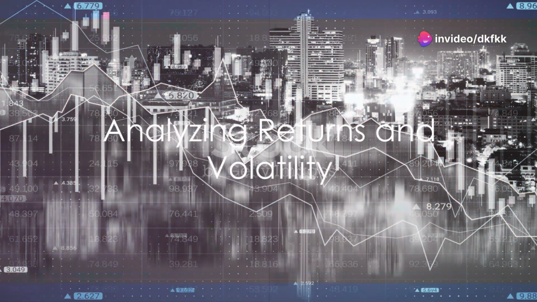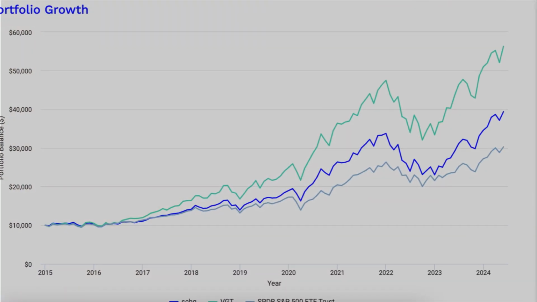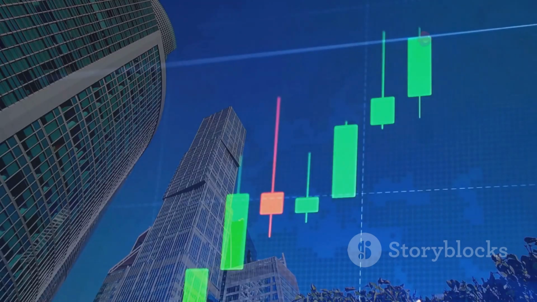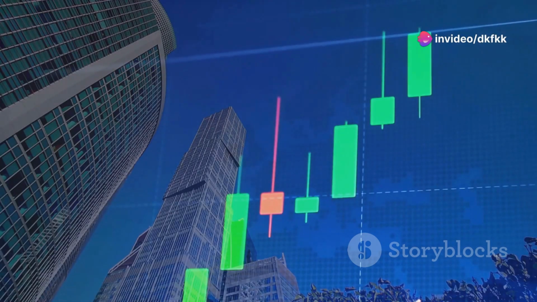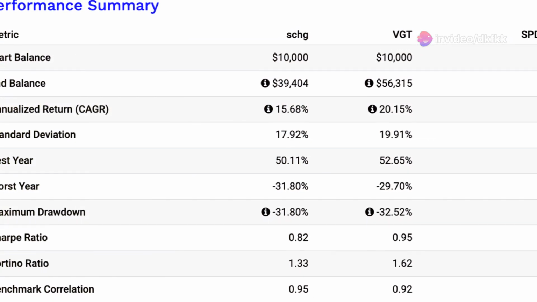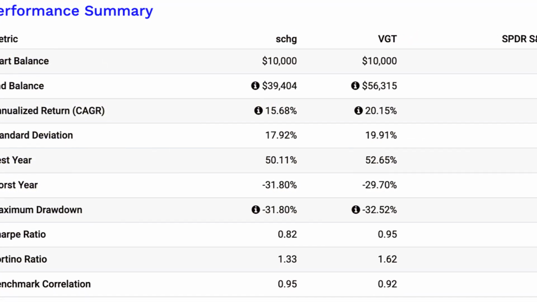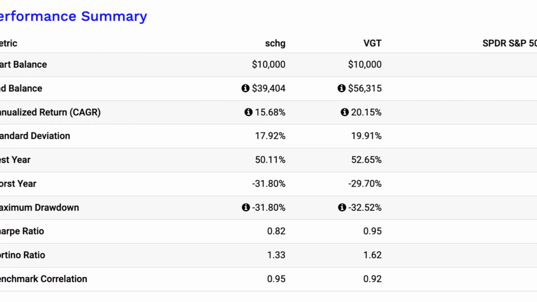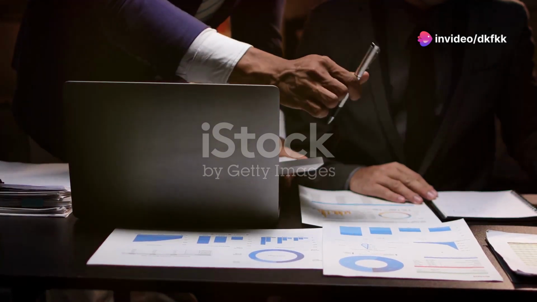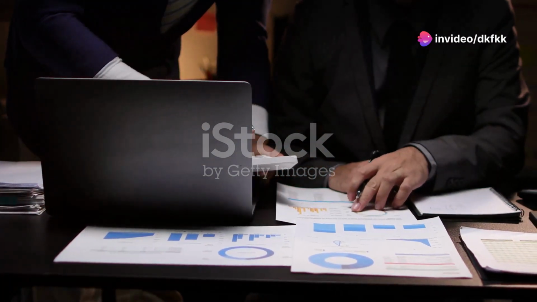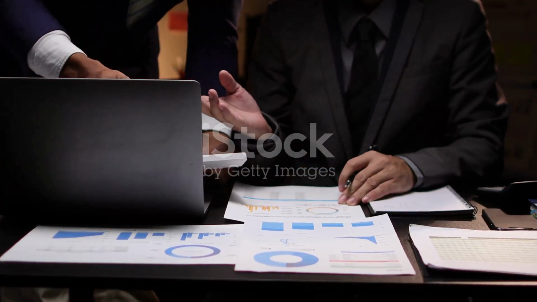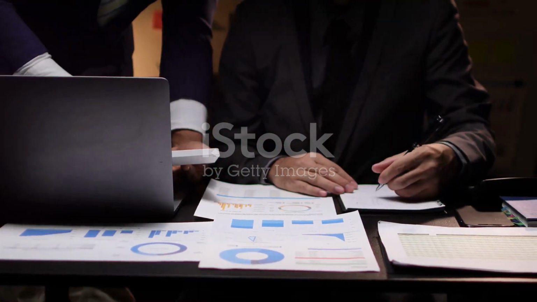A high return on investment is crucial, but so is understanding the ride you'll endure to get there. Let's delve into the intriguing world of returns and volatility, particularly focusing on SCHG and VGT. When we look at the compound annual growth rate, a key indicator of investment performance over time, VGT shines with an annualized return of 20.15%. In contrast, SCHG trails with a return of 15.68%. This stark difference highlights VGT's superior growth capabilities over the years, making it a potentially lucrative option for those aiming for higher growth.